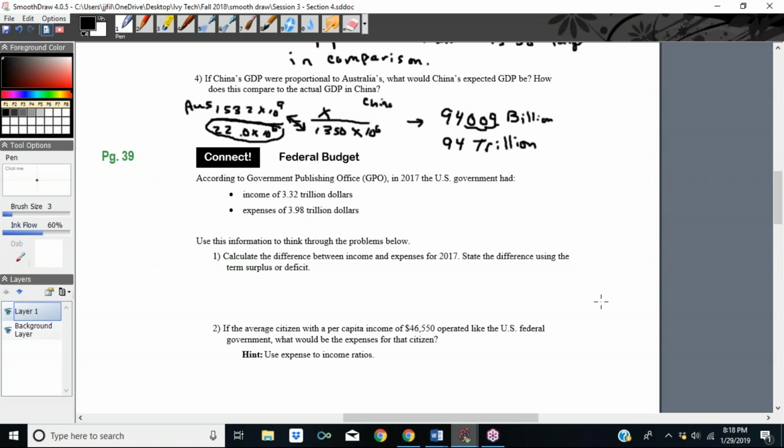So page 39 talks here about the federal budget. And at the top of the page, it says, according to Government Publishing Office, the GPO, in 2017, the U.S. government had an income of $3.32 trillion and expenses of $3.98 trillion. And what I want to know is, what is the difference? And is it a surplus or a deficit?